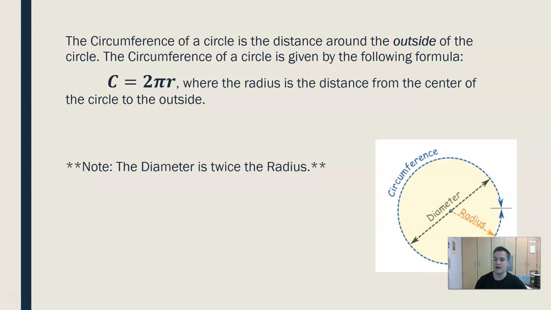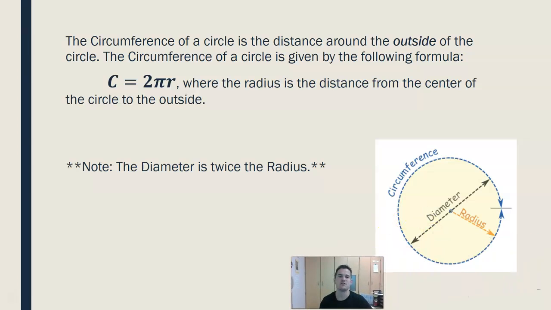As a reminder, hopefully this isn't terribly new information, but the circumference of a circle is the distance around the outside of the circle. Usually when we talk about the distance around a shape, we're talking about the perimeter. In a circle, we usually call it the circumference. The circumference of a circle is given by this formula: circumference equals 2 pi r, where r is the radius, which is the distance from the center of the circle to the outside of the circle.